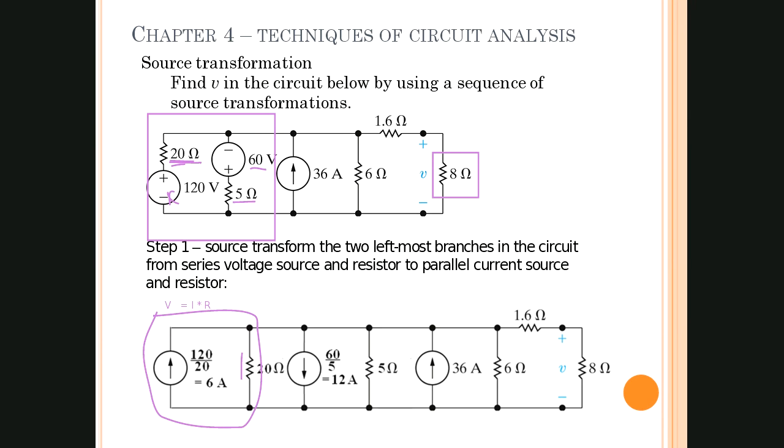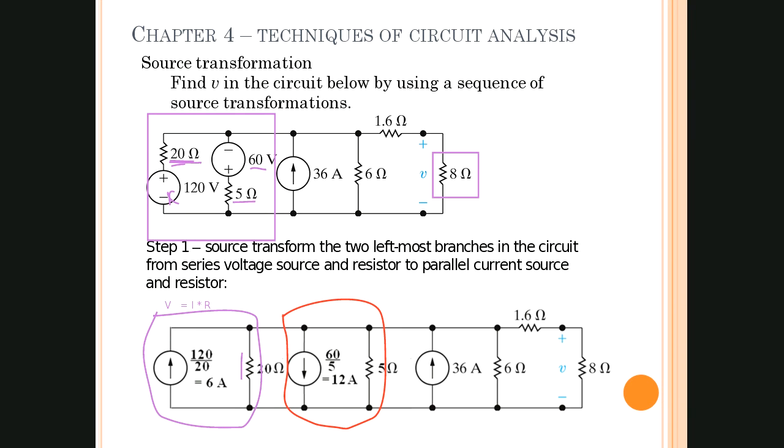And again, I meant to draw a square. I know you guys can't see this, but there it is. You should be able to see it now. We have 60 volts divided by 5 ohms to give us 12 amps. So I'm going to go ahead and write a 12 amp source here in parallel with the 5 ohm resistance.